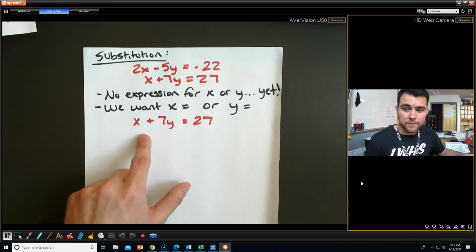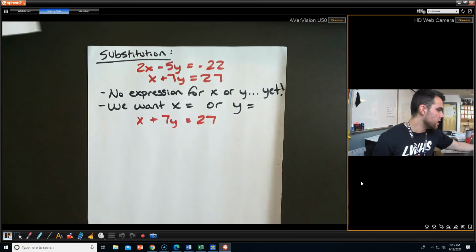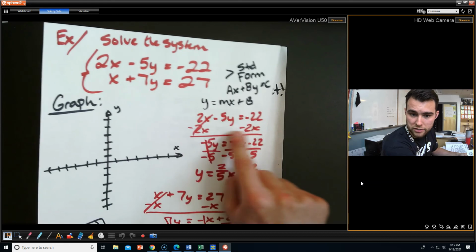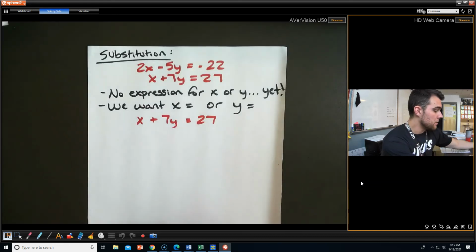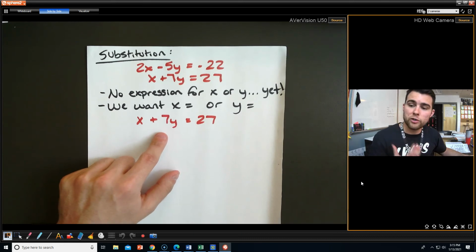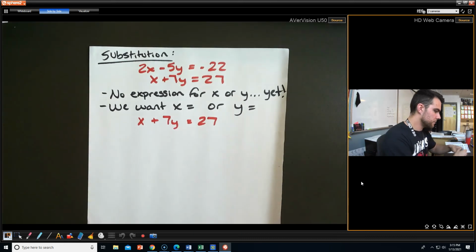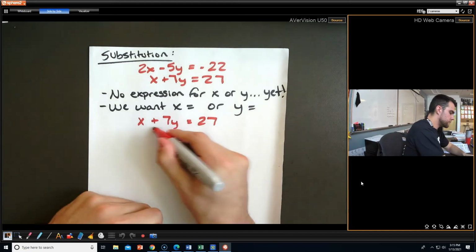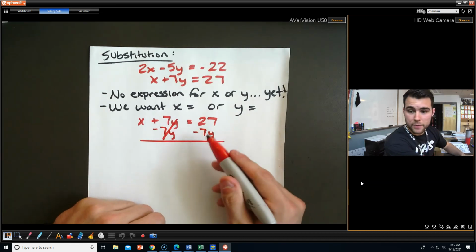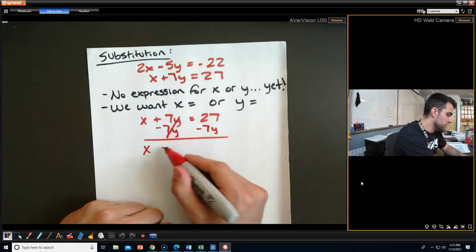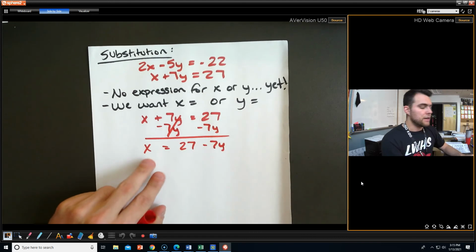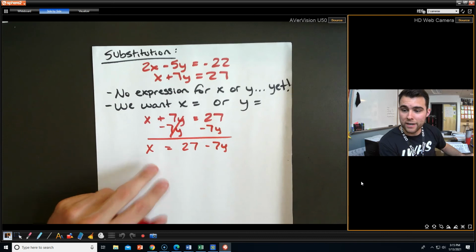So all I got to do, and it's similar to how we did standard form, right? If I want to get rid of this 2x, I could subtract 2x from both sides. It's positive, right? Well, I want to undo this. It's positive, so I can subtract 7y. But what I do to one side, I do to the other. So these can't combine, but that's okay. I have x equals 27 minus 7y.